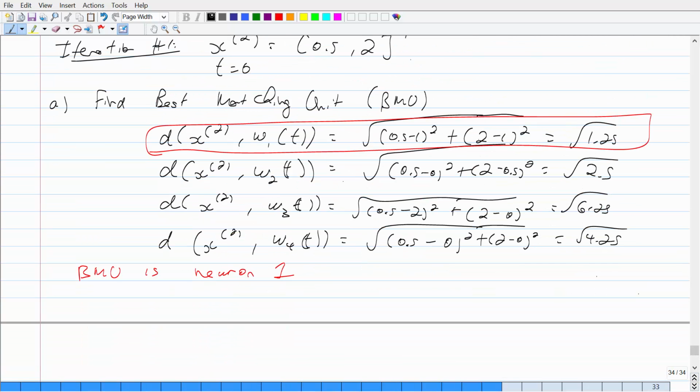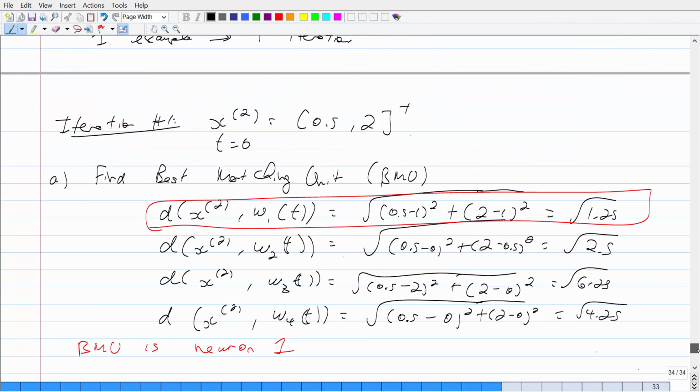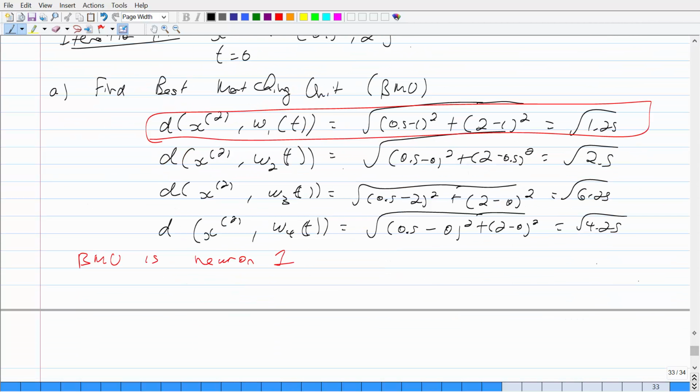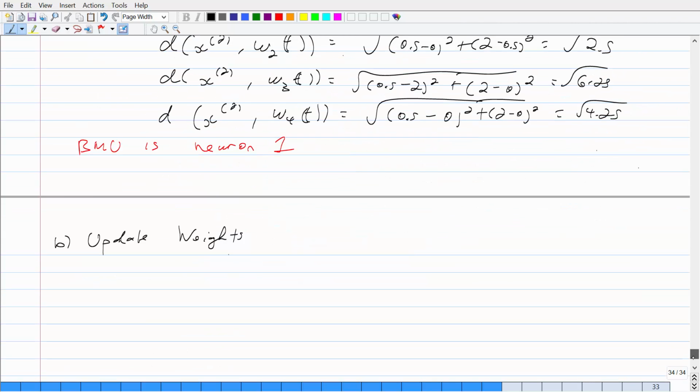So now what you need to do next is you have to do updates. You have to update the weights so that if you were to present this input into the self-organizing map the next time, you want to be sure that it maps to the first neuron. So we're doing those updates to make sure that the inputs are going to be put into the right areas for the self-organizing map. Okay, so B, update weights. Okay. So this is just for the 1D case, all right?